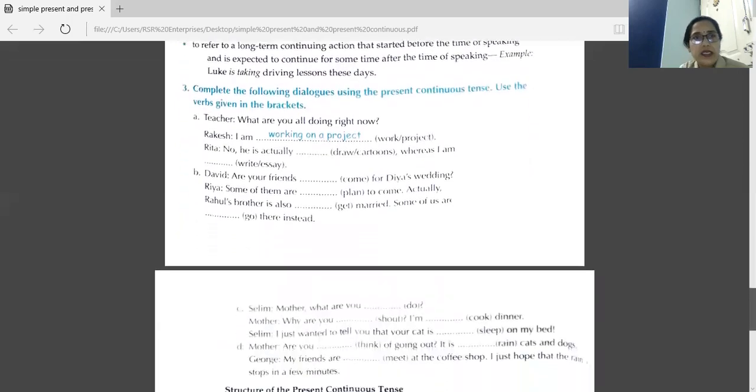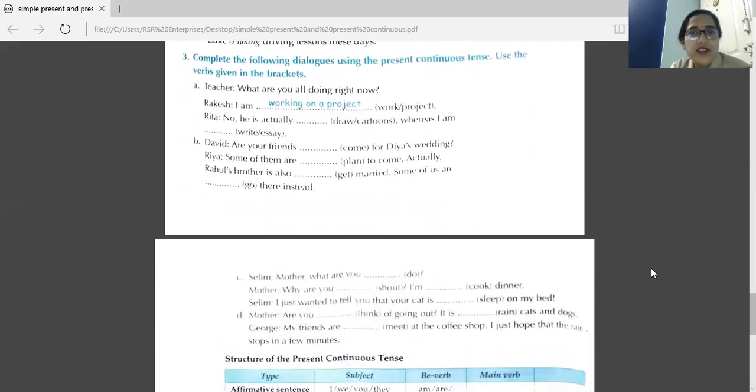Complete the following dialogues using the present continuous tense. Use the verbs given in the bracket. Okay. Words are given here. You have to write in the blanks. What are you all doing right now? I'm working on a project. So am working is present continuous tense. No, he is actually drawing cartoons, the words are given here. Whereas I am writing an essay. So we are using present continuous tense here. I'm discussing these answers with you.